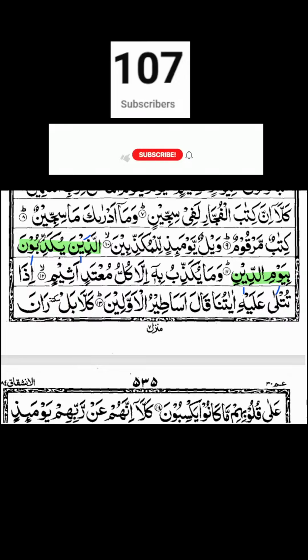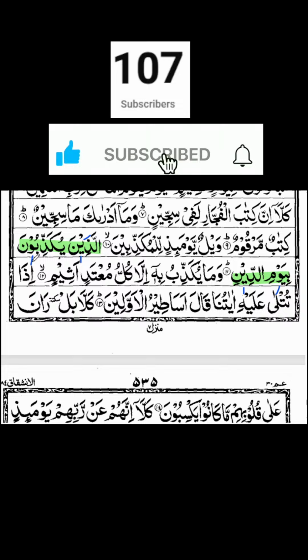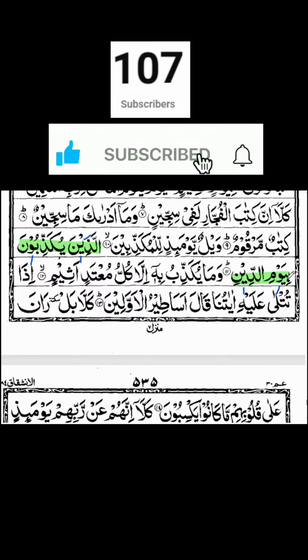If I ask how many letters of madda there are, there are 3 letters of madda: alif, waw and ya. The second letter of madda is waw, and we stretch it. The definition of waw madda: when there is a pesh before waw sakina, we stretch it. In biyawm, before waw sakina there is a zabar, so we will not stretch it. This is waw lean, the opposite of waw madda.